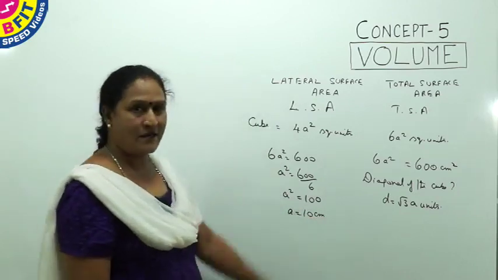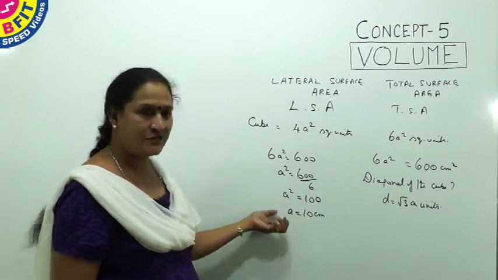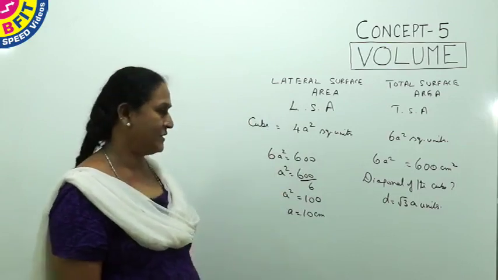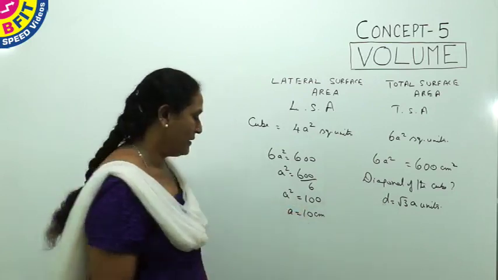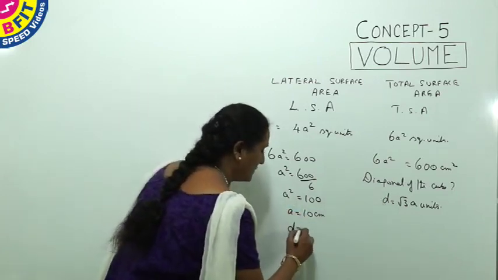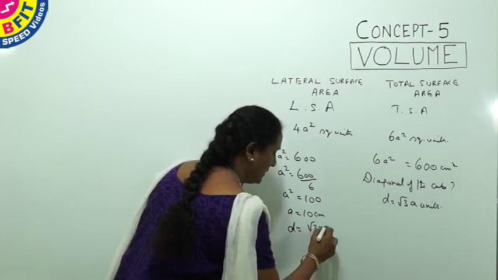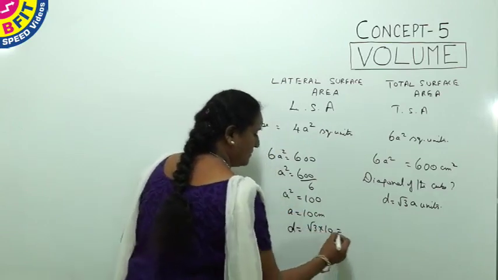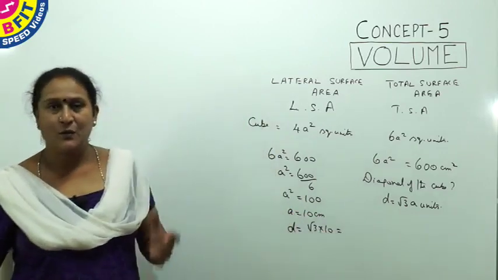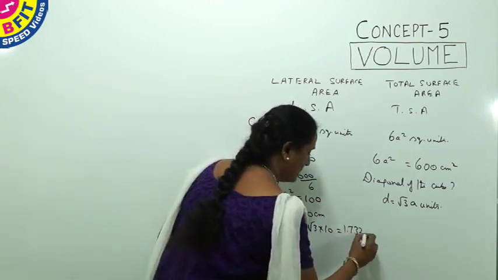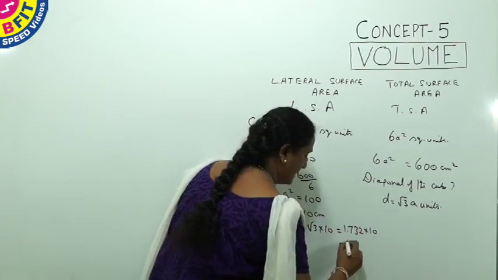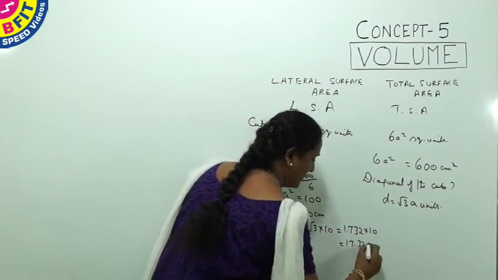So we have got the side of the cube as 10 centimeters. Now what is the diagonal? It is root 3 times a. So the required answer is root 3 into 10. Root 3 is 1.732, into 10. So diagonal is 17.32 centimeter.